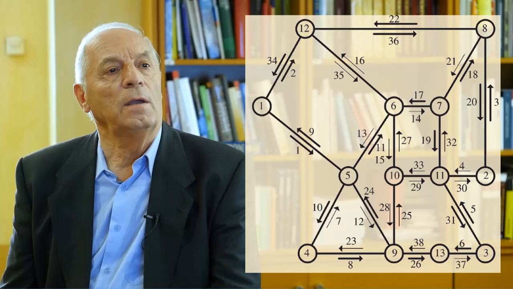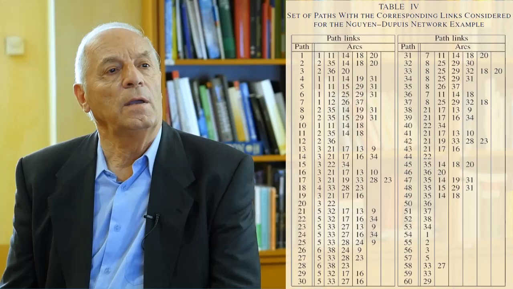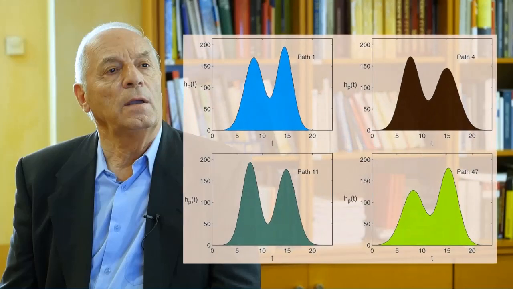In this figure we can see the network associated with the Nguyen-Dupuy example, which has 13 nodes and 38 links. We have considered 60 paths whose details can be seen in the paper. 4 of the assumed path intensity functions are shown in the figure.